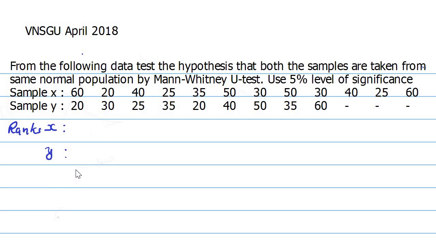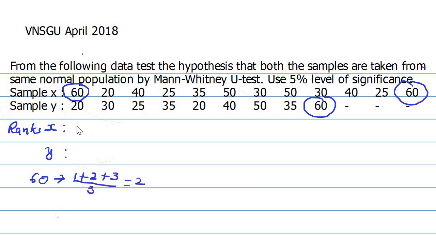In this example, this 60 appears 3 times. So to 60 I will assign average ranks. Average of the first 3 ranks, 1 plus 2 plus 3, divided by 3, is equal to 2. So each 60 is given rank 2. So here I will write 2, as well as here also I will write 2, and here also I will write 2.